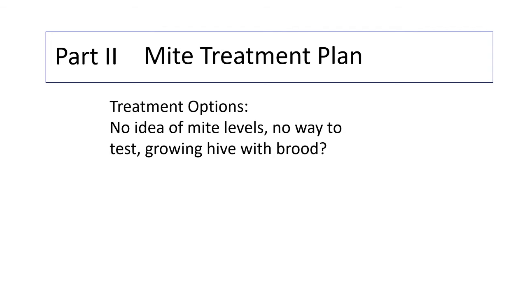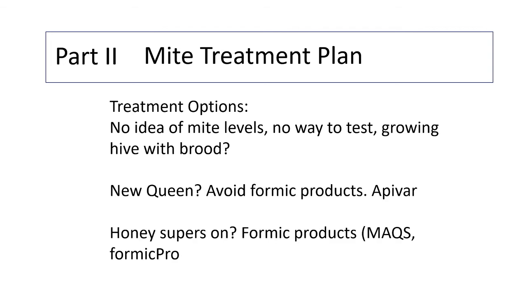Okay, treatment options. If you have no idea of the mite levels, you really can't do the testing. You have a growing hive with brood. What should you do? Okay. If you have a new queen, do not use the Formic products, Max and Formic Pro. It can really toast a queen.